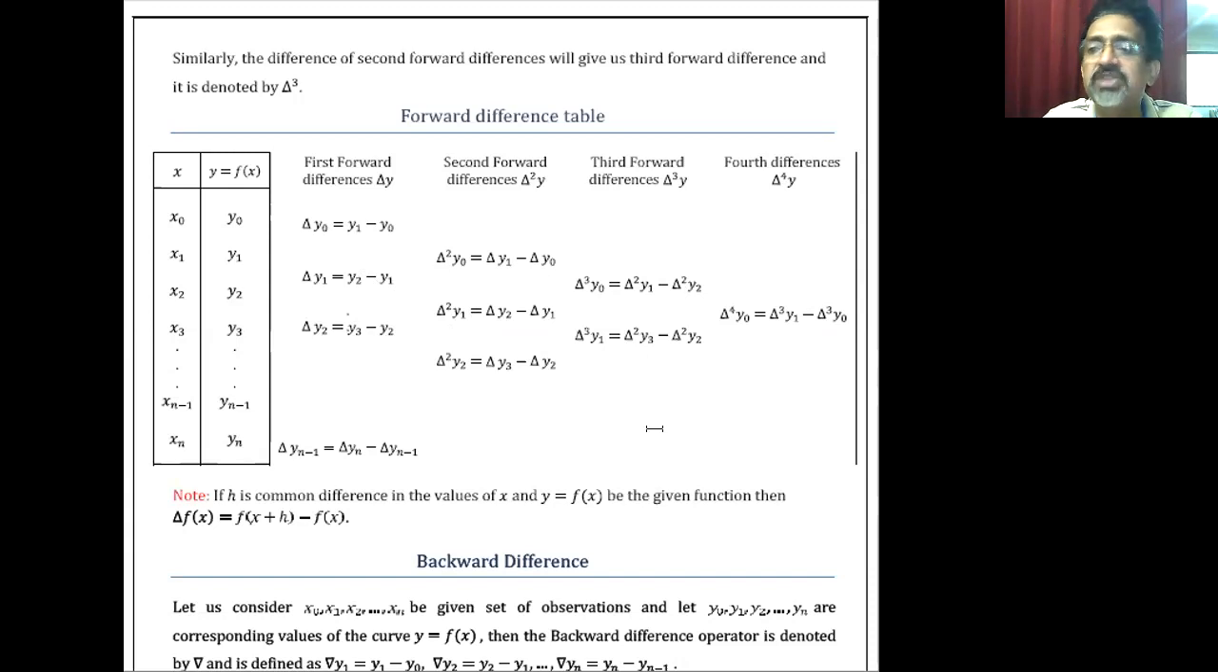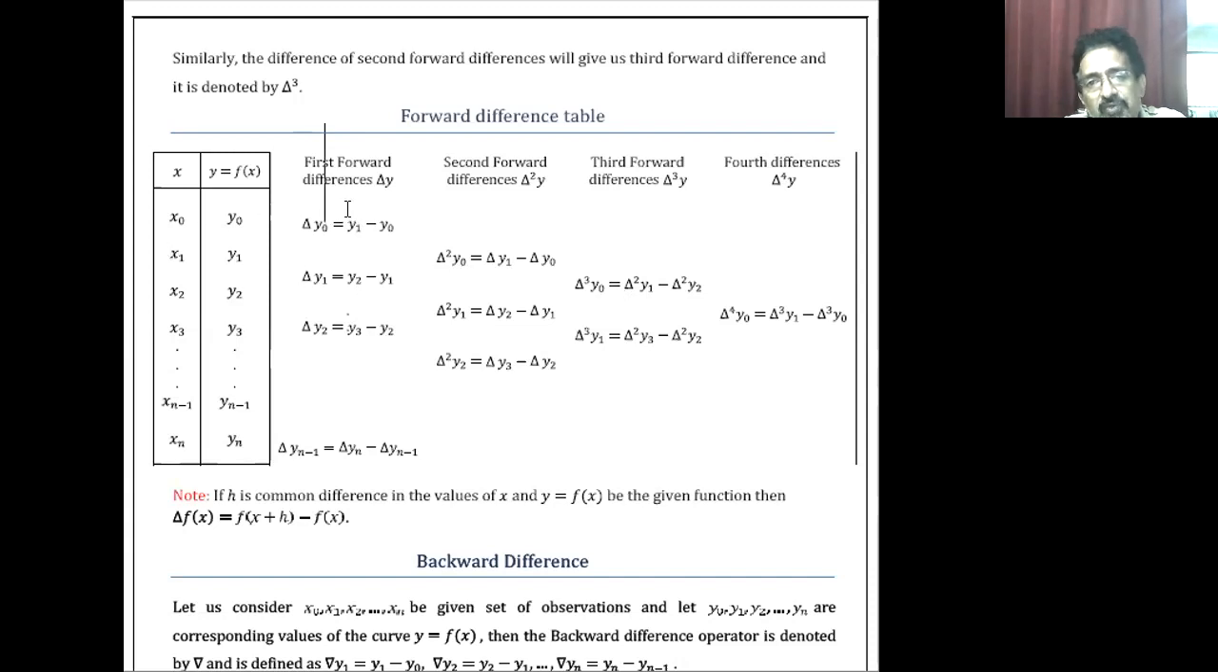So basically, it looks like a triangle, right? The base starts from y0, y1, y2, so on up to yn. Then it converges to del raised to n y0. So if you observe the diagonal, y0 is in the first column. Then in the immediate next column, the second column, what will be the value? It is del of y0. Then in the third column, del squared y0. In the fourth column, the first element is del cube y0.